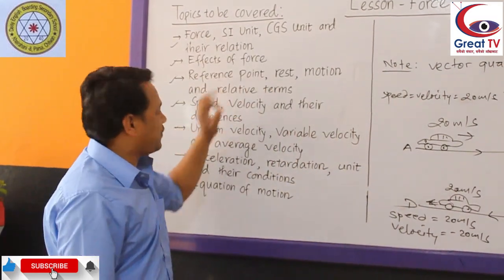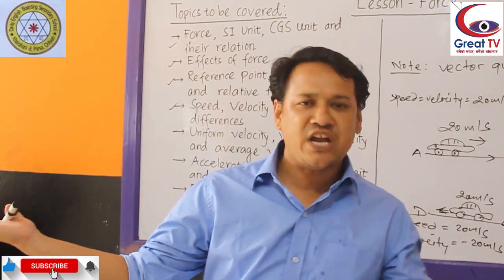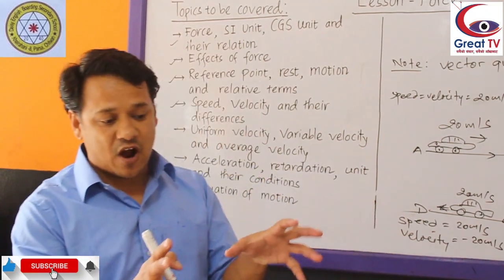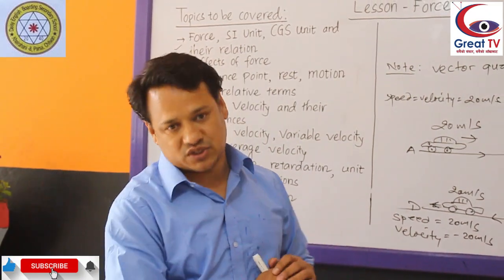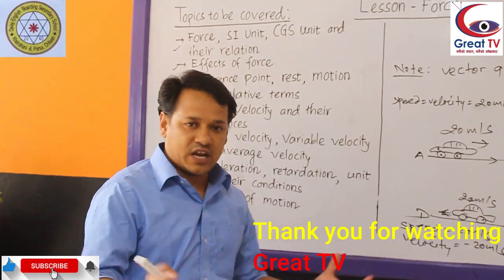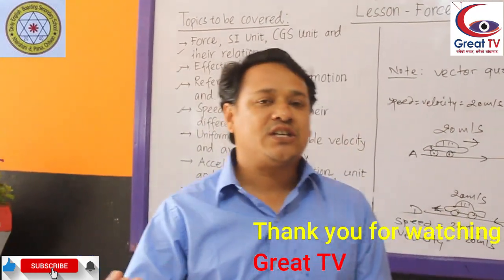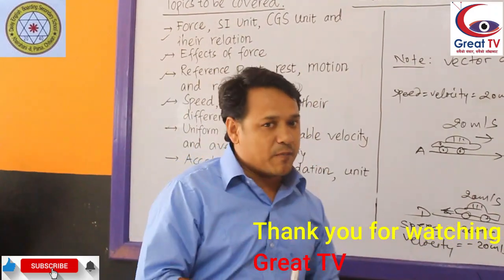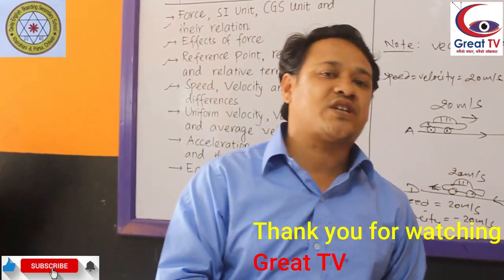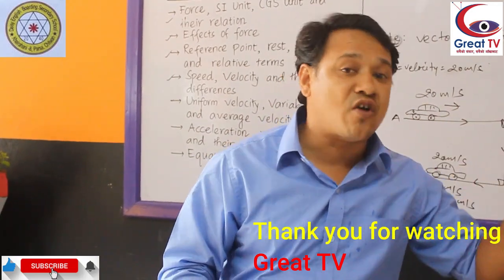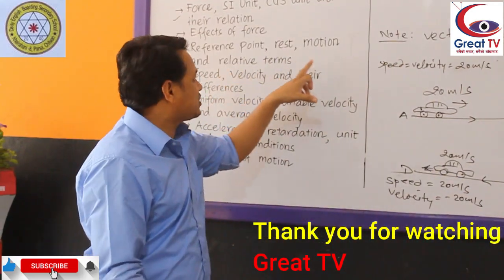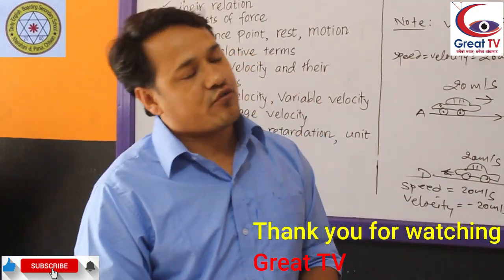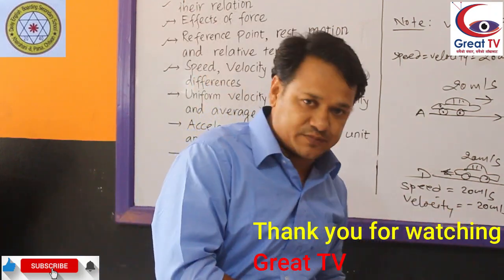Similarly, reference point or reference frame: any point or object of the surroundings by which we can determine the state of an object, whether it is at rest or in motion. Rest means the state of a body in which it does not change its position with respect to the surroundings. Motion means the state of a body in which it changes its position with respect to the reference frame or surrounding object. We also discussed that these are relative terms, because the same object can be defined as at rest or in motion when compared with different reference frames.